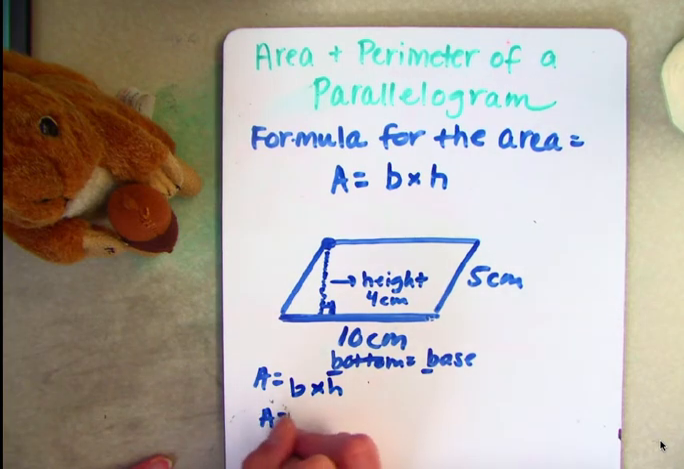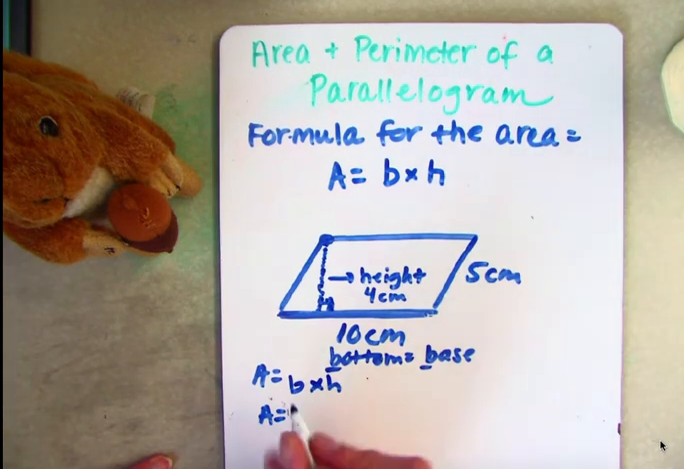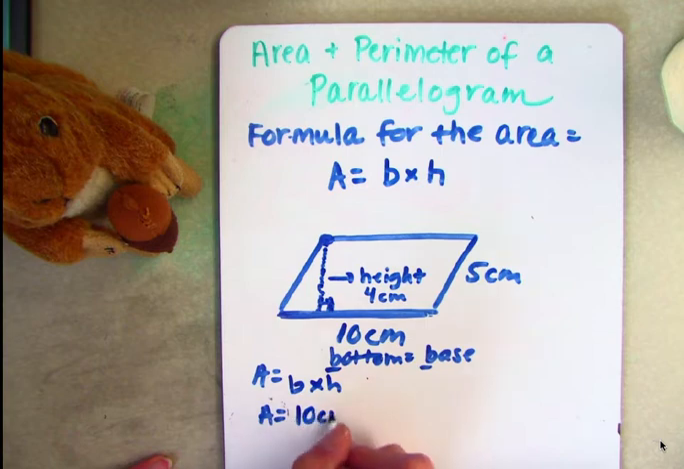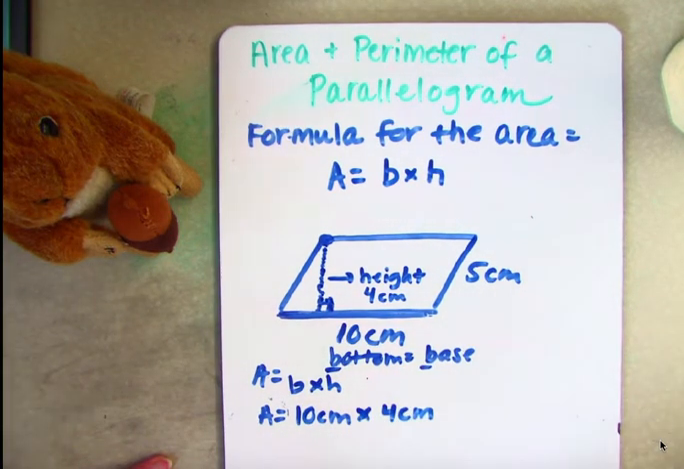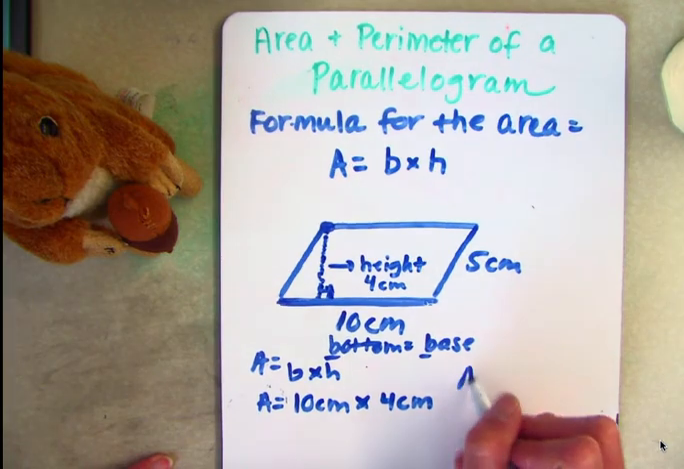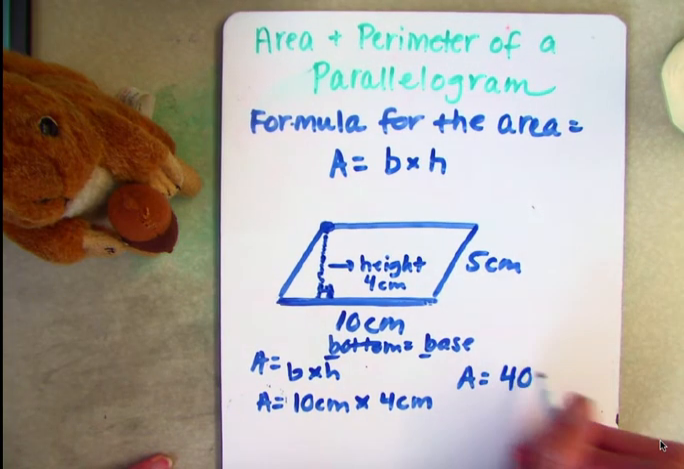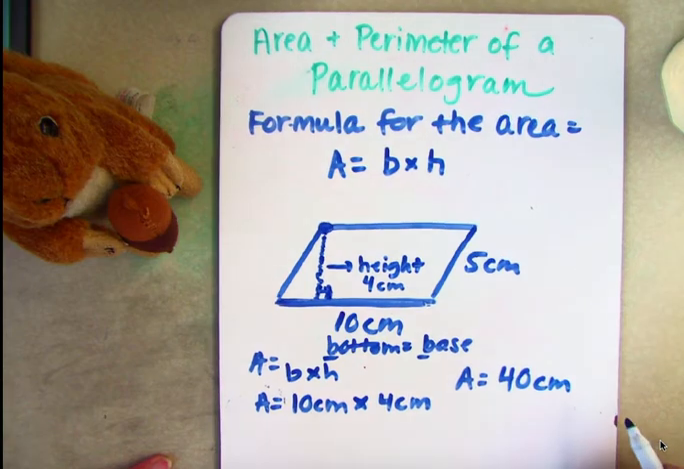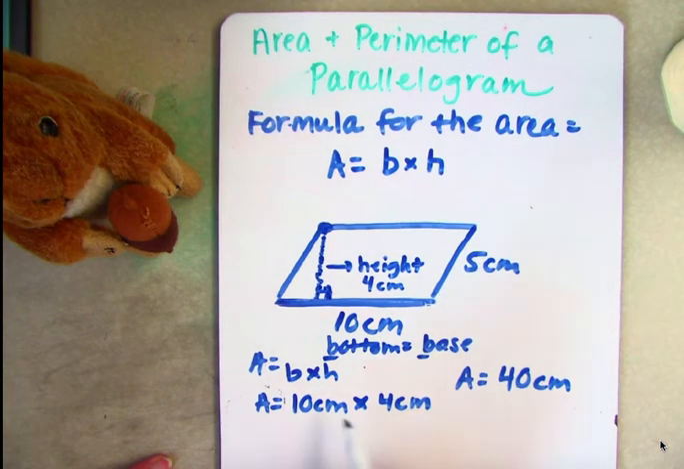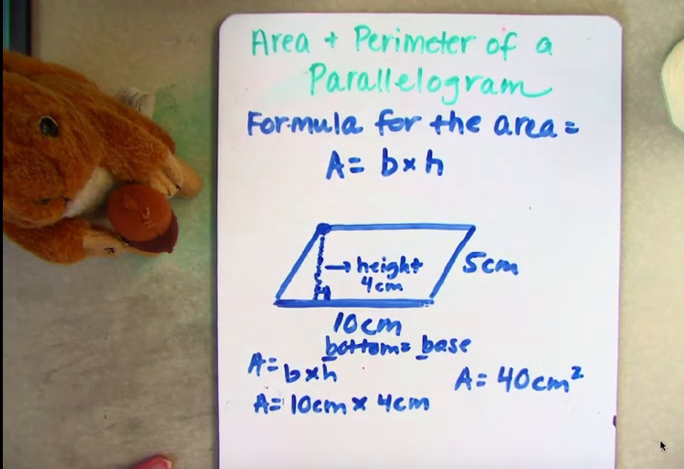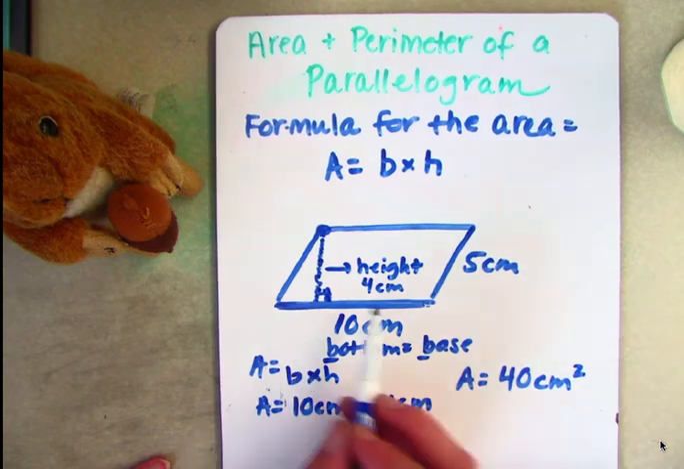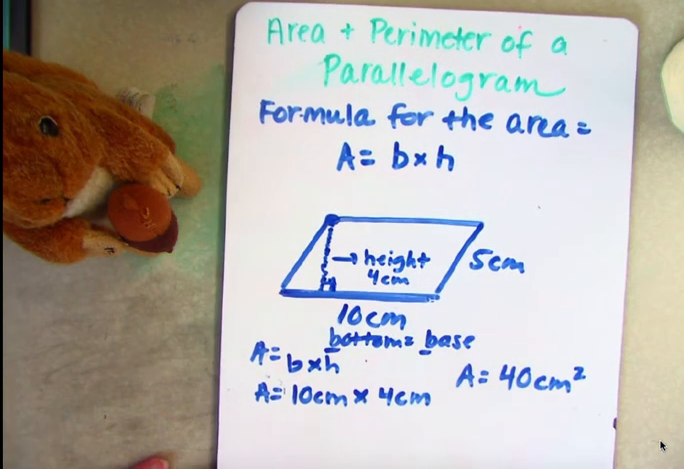And I like to rewrite everything. So our base is 10 centimeters times our height of 4 centimeters. So we know that our area is going to be equal to 40 centimeters squared because it's area. And whenever you take centimeters times centimeters, you're going to get centimeters squared. So the area of this parallelogram is 40 centimeters squared. How about the perimeter?